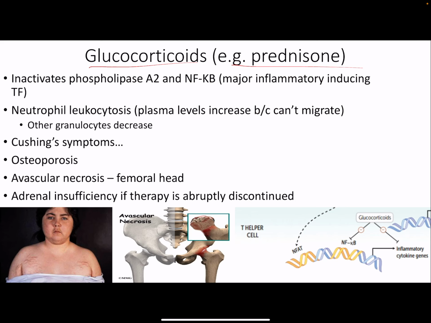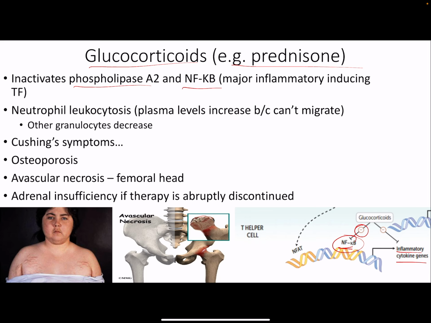Glucocorticoids, prednisone, we just said they inhibit phospholipase A2, so no arachidonic acid. NF-kappa B is just a major transcription factor for inflammatory related genes, but not if a glucocorticoid like cortisol or prednisone has anything to do with it. And if we don't have this, we don't have the inflammatory genes, we're not going to make as many cytokines. It's harder for the neutrophils, and we're not making arachidonic acid, we're not making leukotrienes.